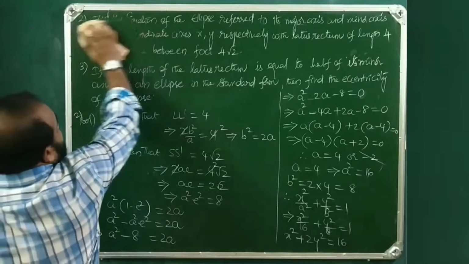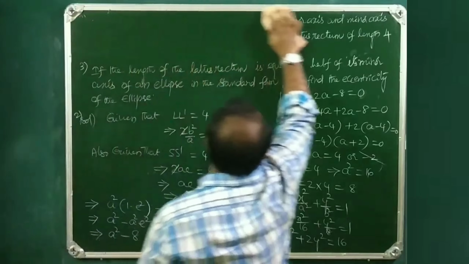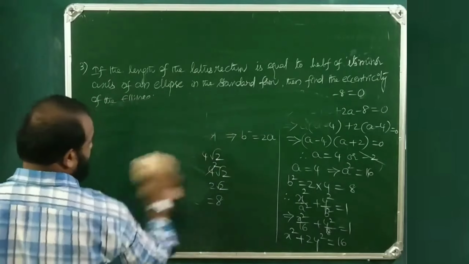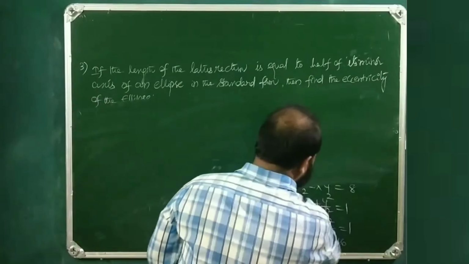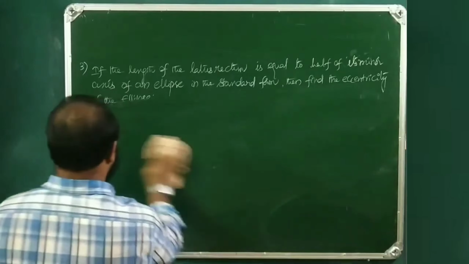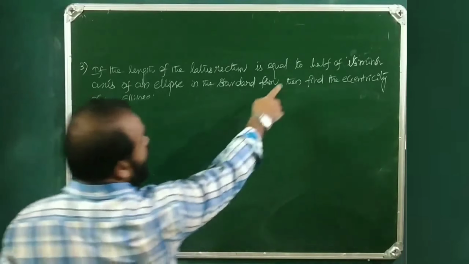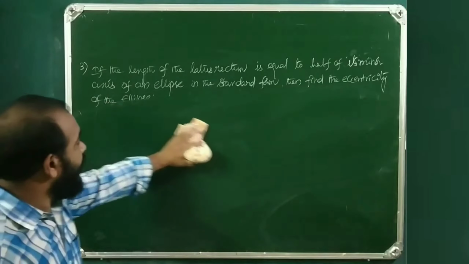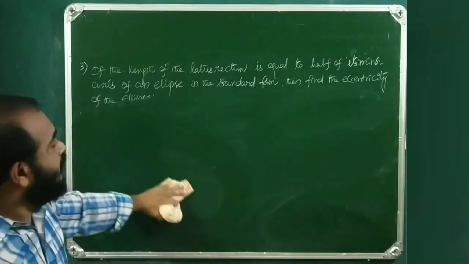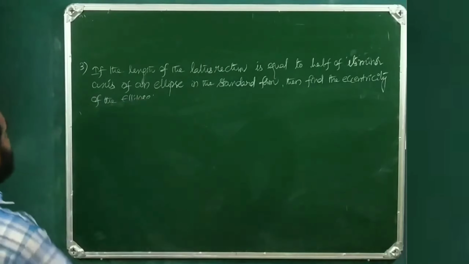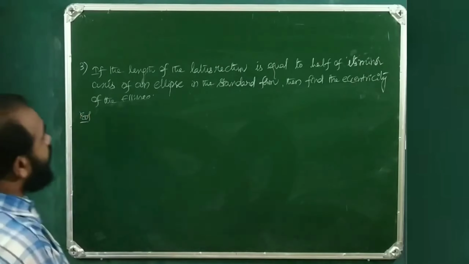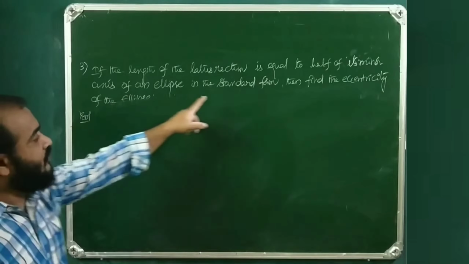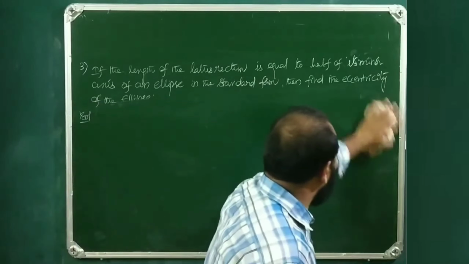Now let us see the next one. The third question is: if the length of the latus rectum is equal to half of its minor axis of an ellipse in standard form, find the eccentricity of the ellipse.